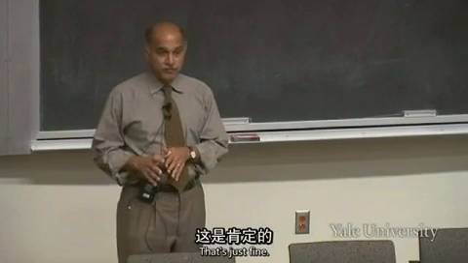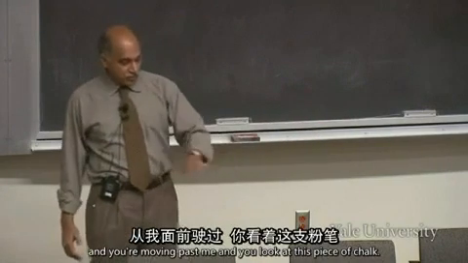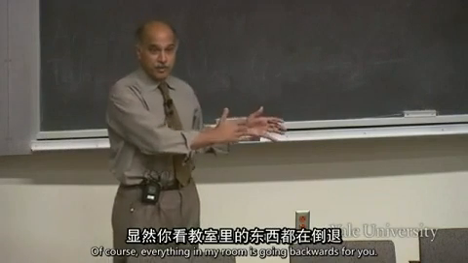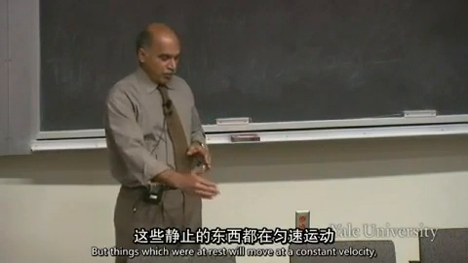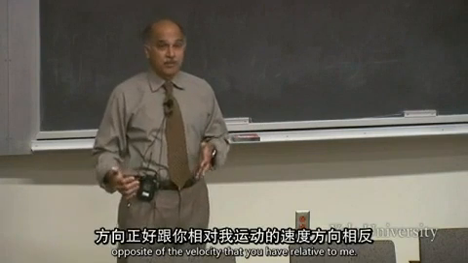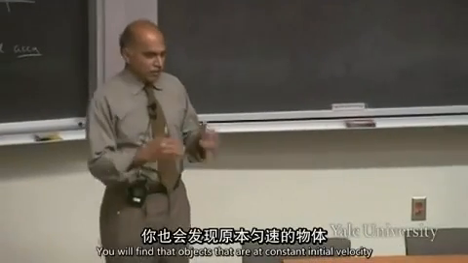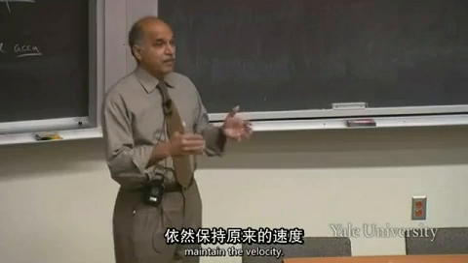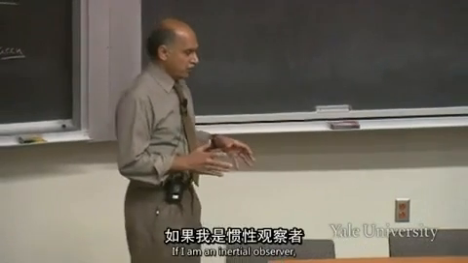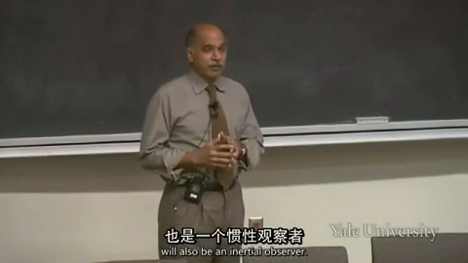That's just fine. But suppose you are in a train and you're moving past me and you look at this piece of chalk. Of course, everything in my room is going backwards for you. But things which were at rest will move at a constant velocity opposite to the velocity that you have relative to me. So you will find that objects which have a constant initial velocity maintain the velocity. So if I am an inertial observer, another person moving relative to me at constant velocity will also be an inertial observer.